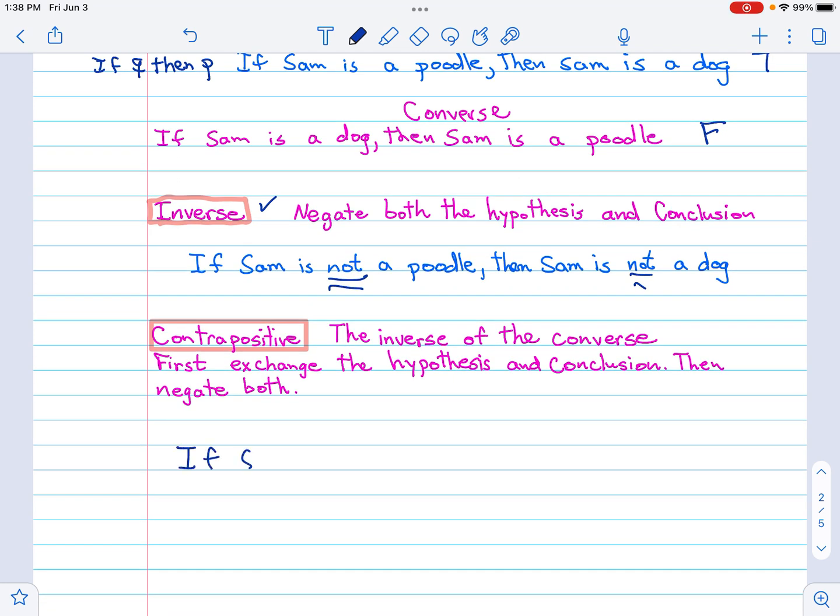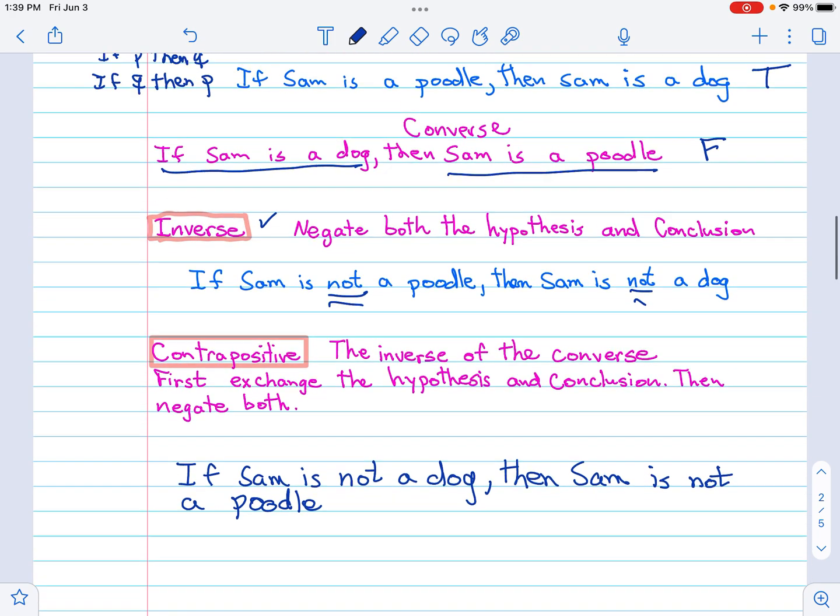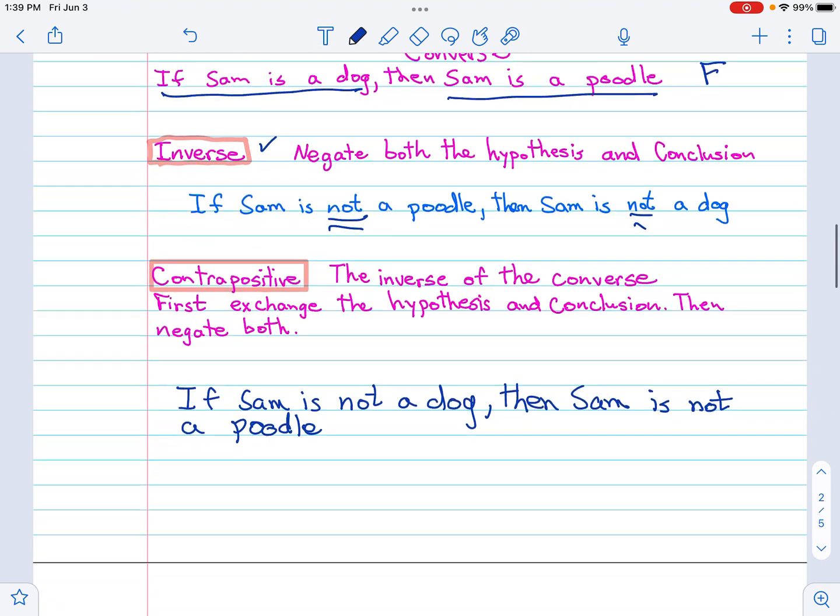If Sam is not a dog, then Sam is not a poodle. So notice I got the converse, and I negated it. There. So you've got your converse, your inverse, and your contrapositive.